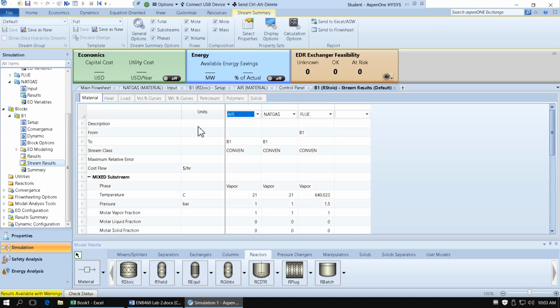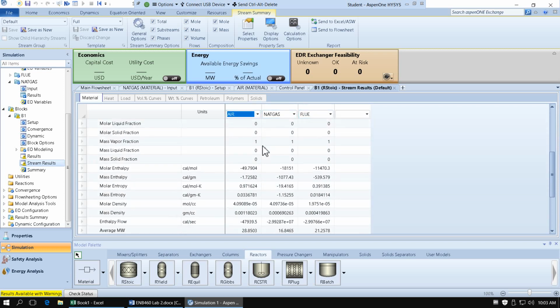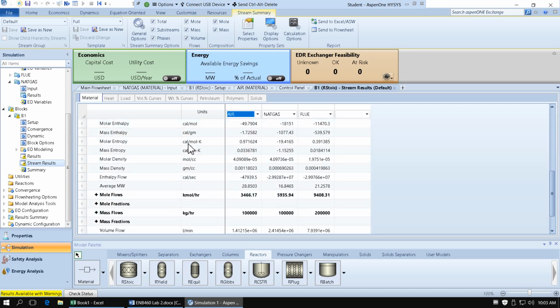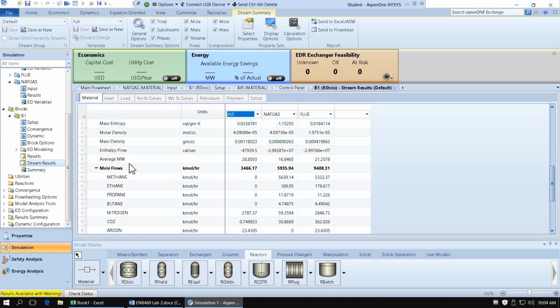And that gives us a comparison of the streams entering and leaving the block. So we have air and natural gas going in and flue gas going out. Right, so we can compare temperature, pressure, and all of that. But what I wanted to point out are the flows. So we have mole flows and mass flows. We'll just look at mole flows at the moment.